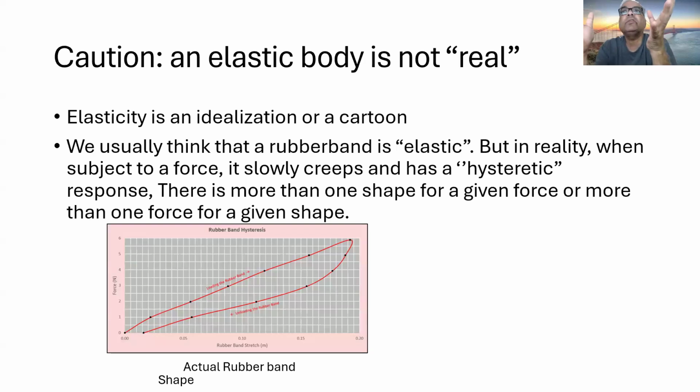This is the actual response for a rubber band. You can see that it has some hysteresis. You can see the loop. Now I will show you how we can use our definition to conclude the body is not elastic. So we fix a force. If I draw a horizontal line, can you see that there are two shapes for a given force? Also, if I draw a vertical line, there are two forces for a given shape. So what it means is that if I know the shape, I cannot tell you the force. If I know the force, I cannot tell you the shape. That is why it's not an elastic body.